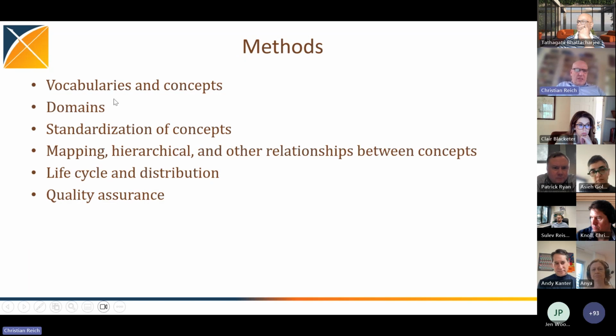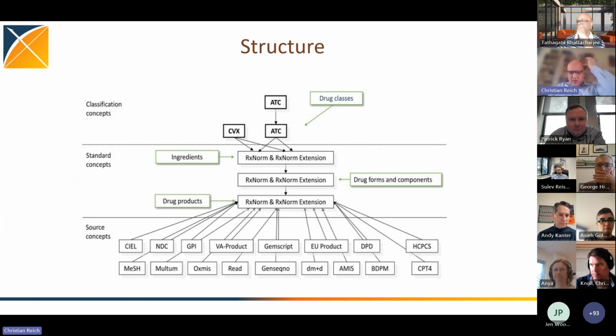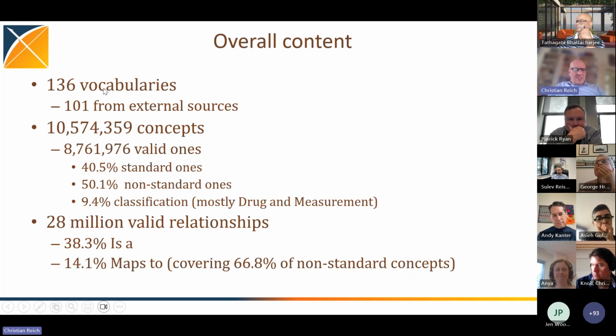Methods is really just explaining what vocabularies are, what concepts are rather than codes, and what the domains are and how they work. We standardize the concept, which means one concept is more equal than the others. And there's the mapping, the hierarchical relationships, and all the other relationships. Everything has a life cycle. It comes and goes. And there's a quality system. The quality system was important for the reviewers. We had to beef it up during the back and forth with them. And the usual pictures, the structure that we all know, are now in the world. And the results are mostly numbers.